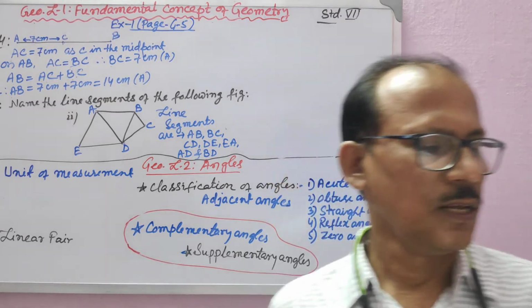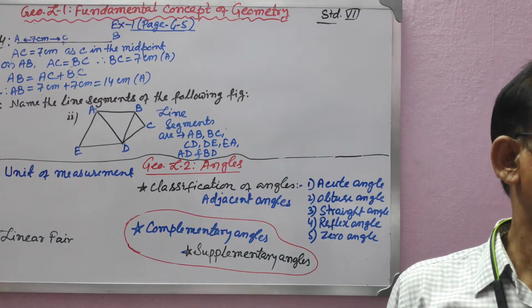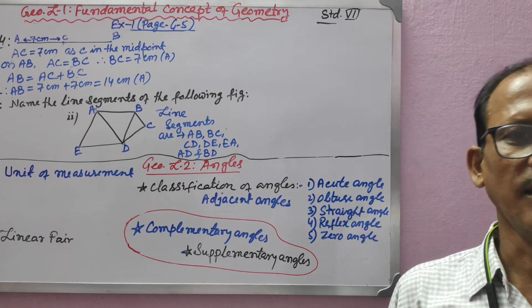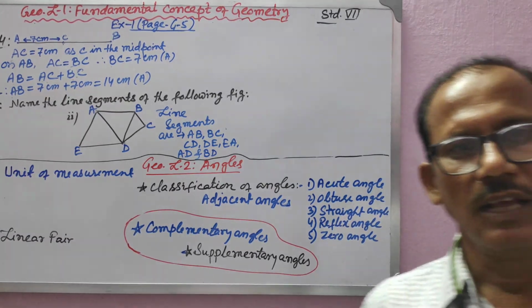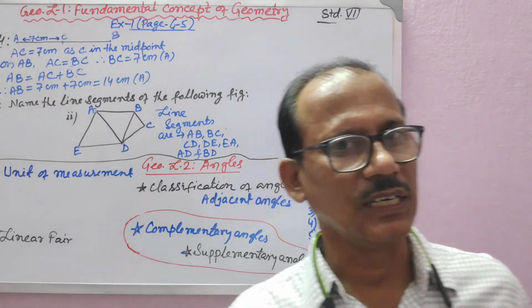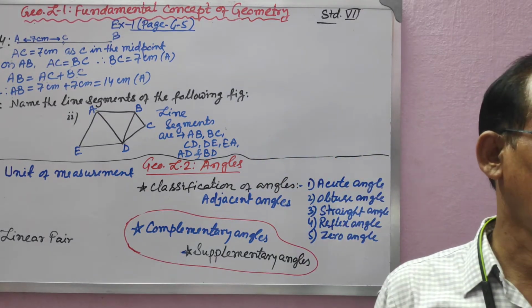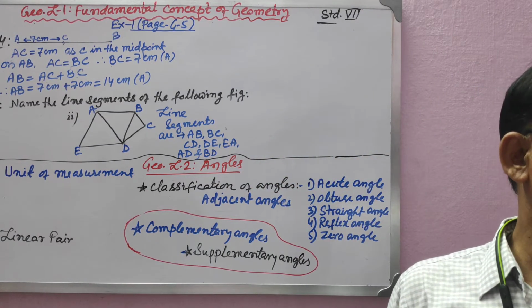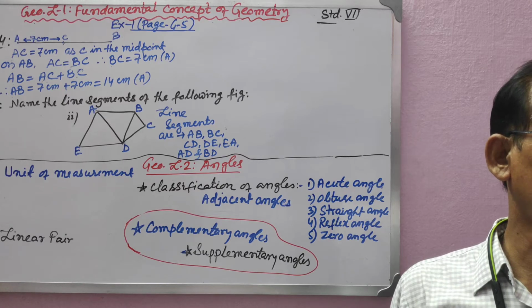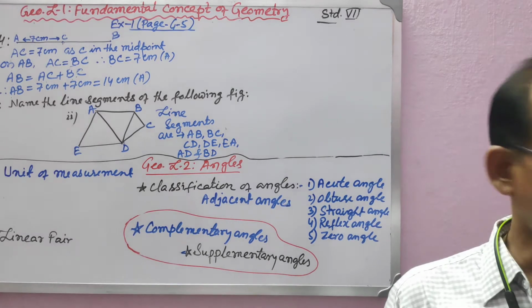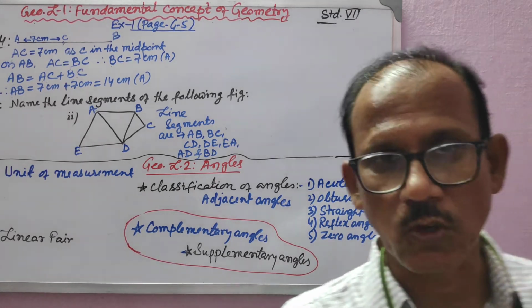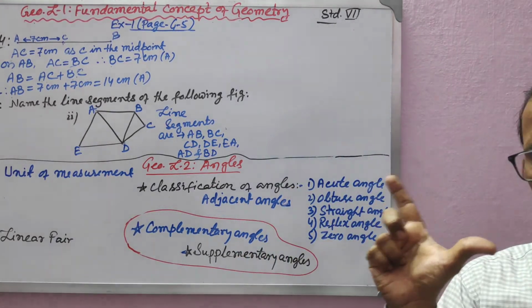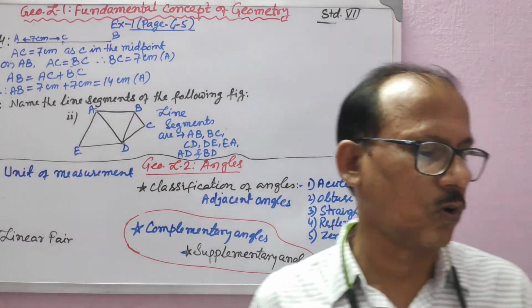Therefore it is false. Then the fourth one, a ray has a definite length. A ray will not have a definite length because it can go infinitely in one direction. So it has infinite, indefinite length. Now, only one line segment can be drawn through two given points. Yes, of course, through two endpoints only one line segment can be drawn.